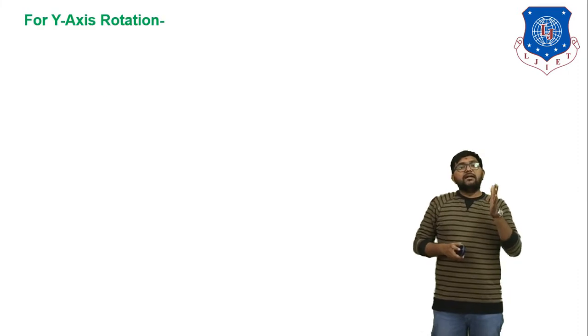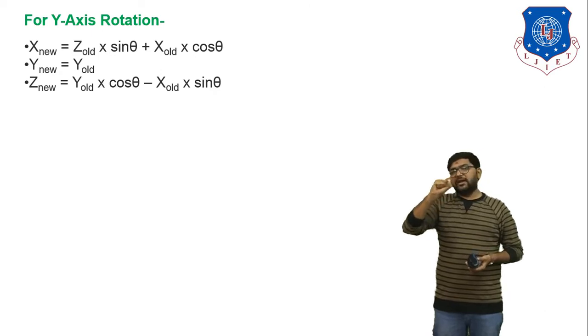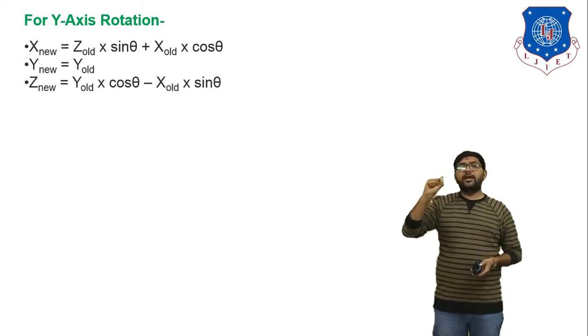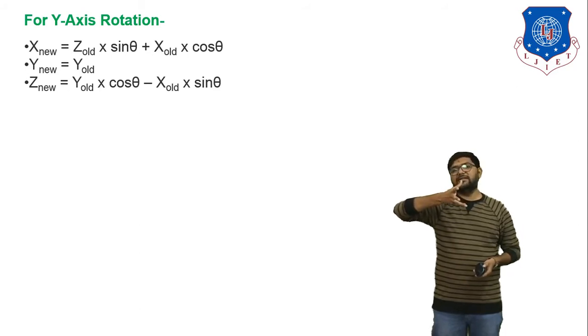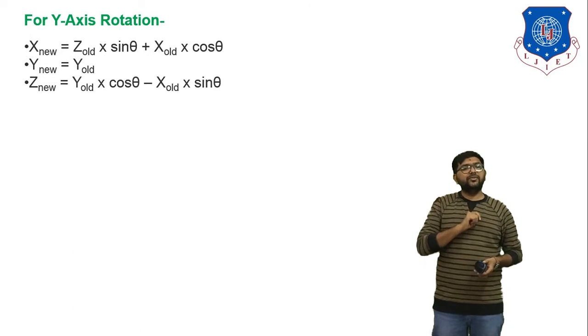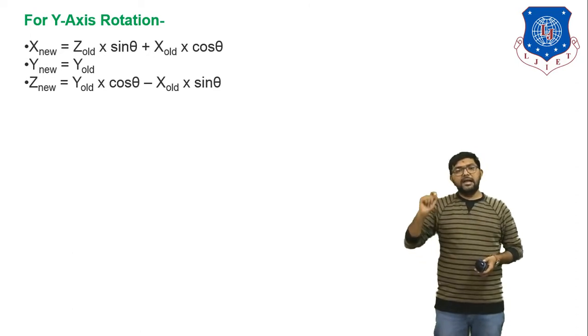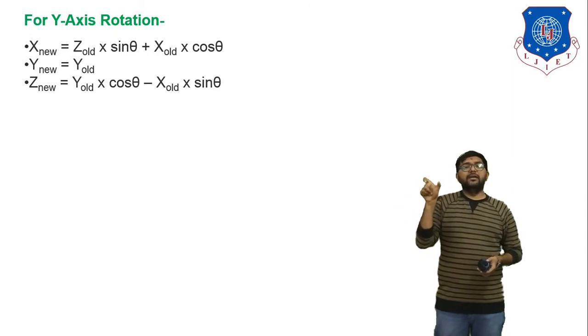Now for the y-axis rotation. In the same way, if you rotate any object about the y-axis, the y coordinate of the object remains constant and rotation takes place in the xz plane. If rotation takes place in the xz plane, only the x and z coordinates will change. So we have to use that fundamental and derive the equations. That is, x new is equal to z old sin theta plus x old cos theta. y new is equal to y old because we give rotation about the y-axis, and z new is equal to z old cos theta minus x old sin theta.